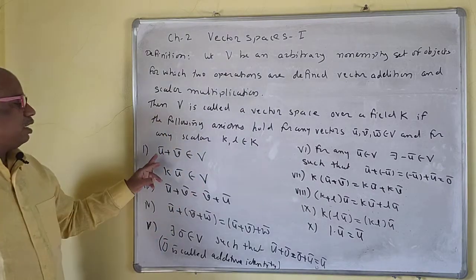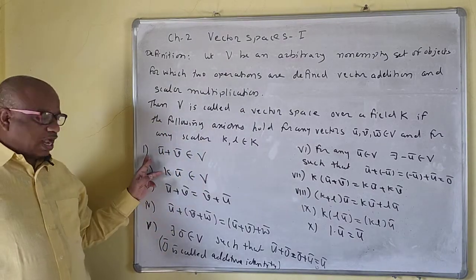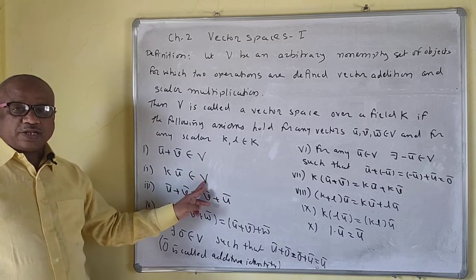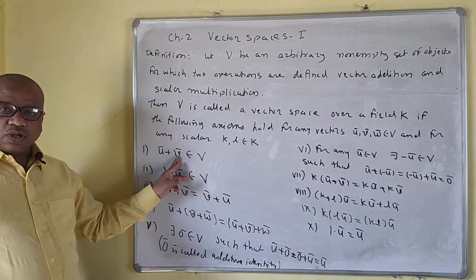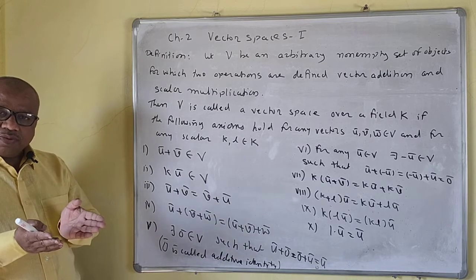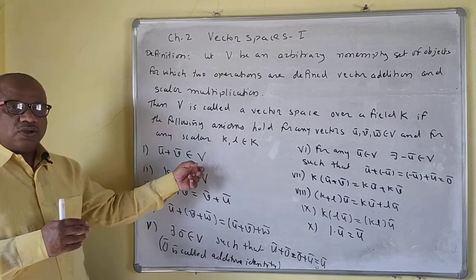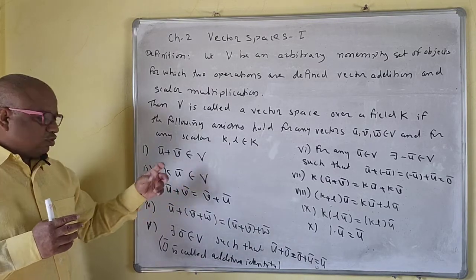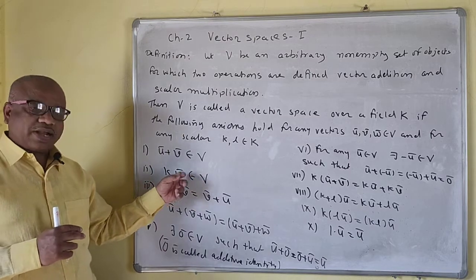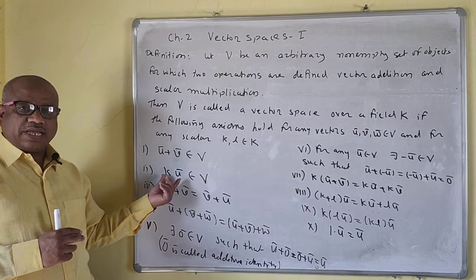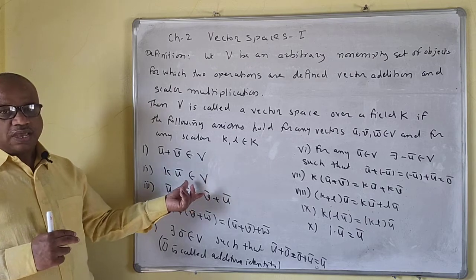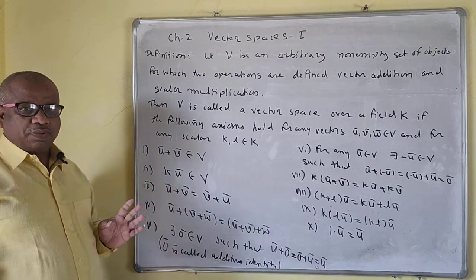So what is that? It is closed with respect to addition, and it is closed with respect to scalar multiplication. That means if you take any two vectors, their addition is also in that set. If you take any scalar and any vector from V, the scalar multiplication should be in V. If it is not in V, then V will not be a vector space.